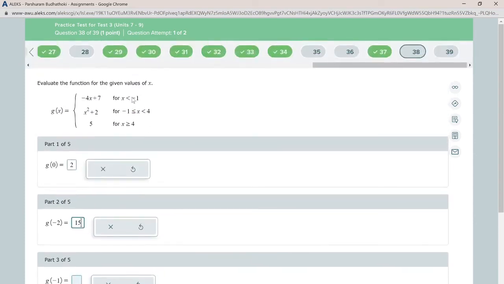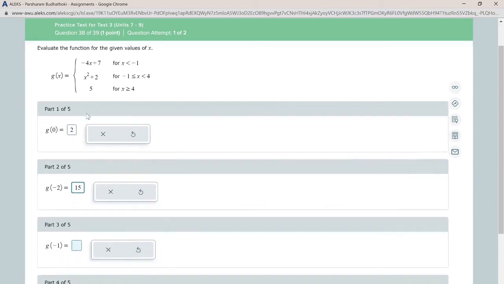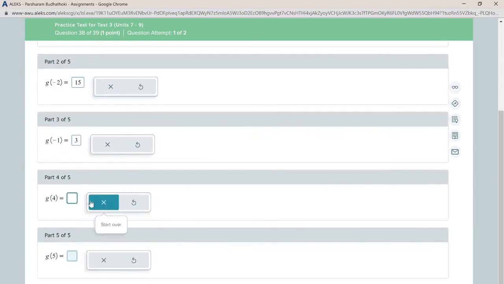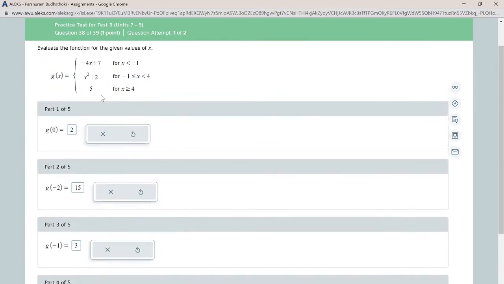-1 means you have to use the middle one. So -1 squared is +1. +1 plus 2 is +3. And then +4 means this one, which is 5. +5 is also 5, because anything more than 4 is always 5.